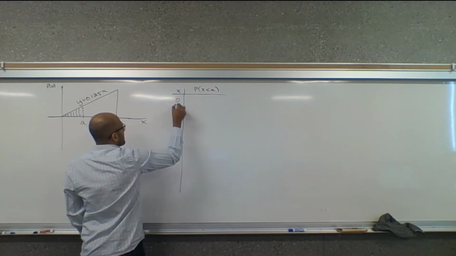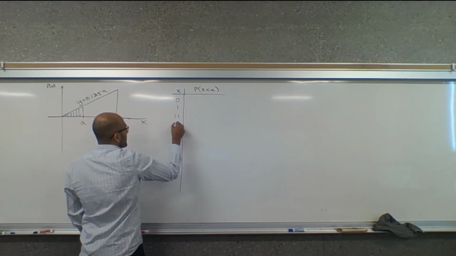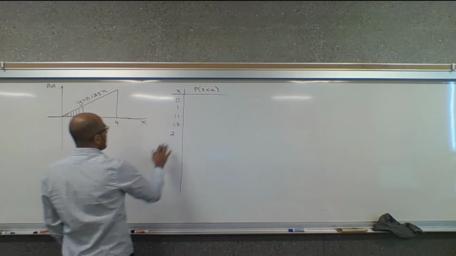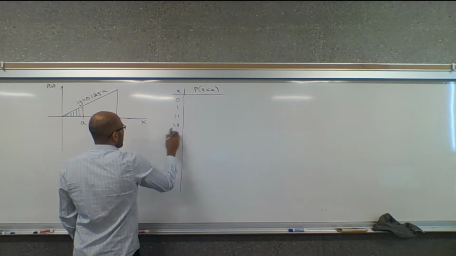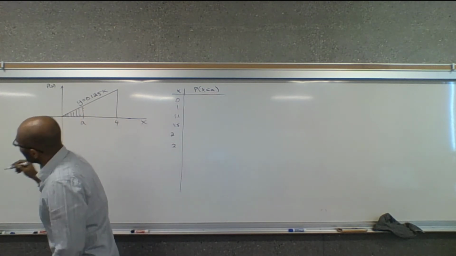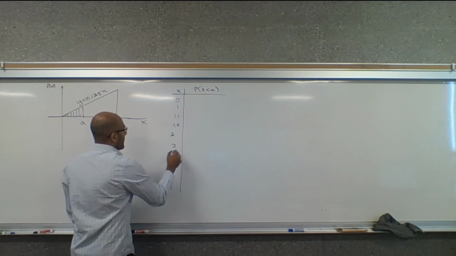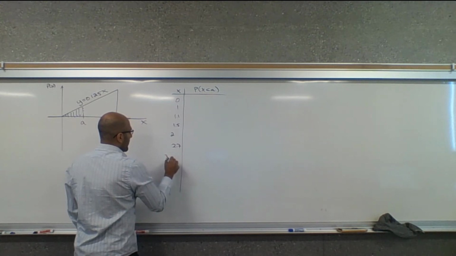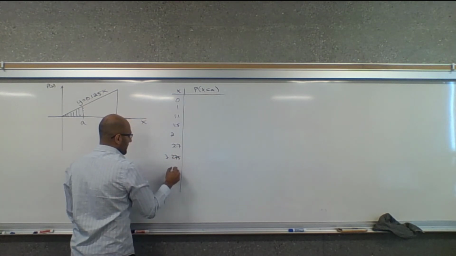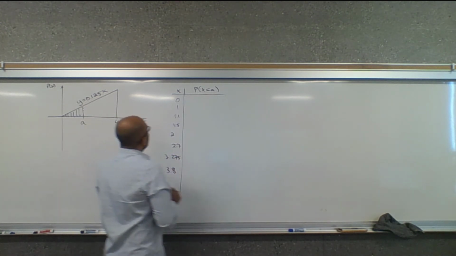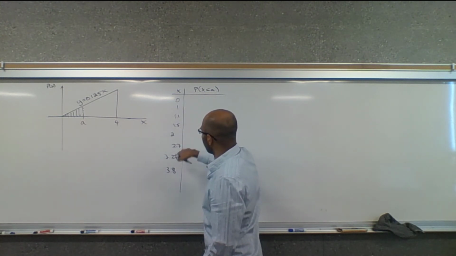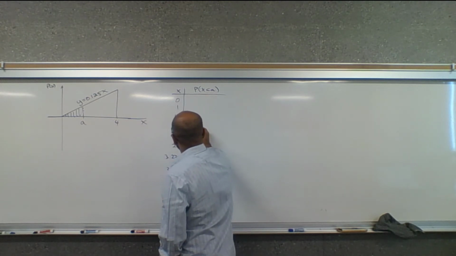So for instance, 0, 1, 1.1, 1.7, 2, what are the ones we did? We did 1.5, make a 1.5 in there, 2, what's the other one we did? We did 3.75, 2.7, 2.75, 3.8.